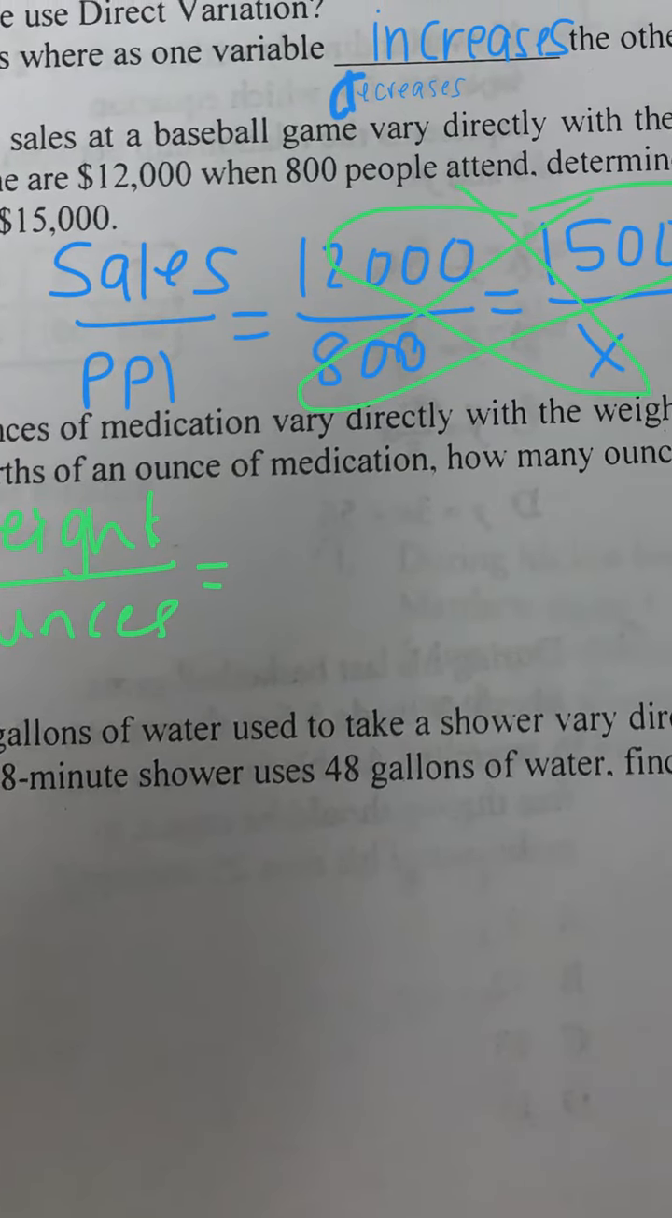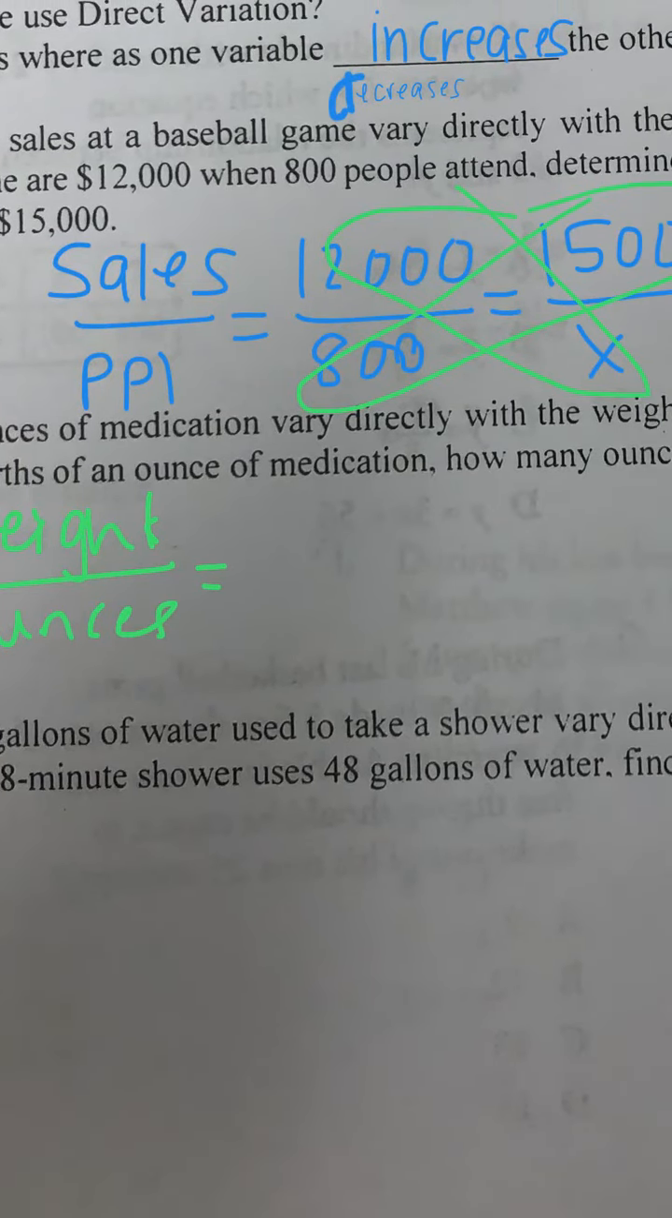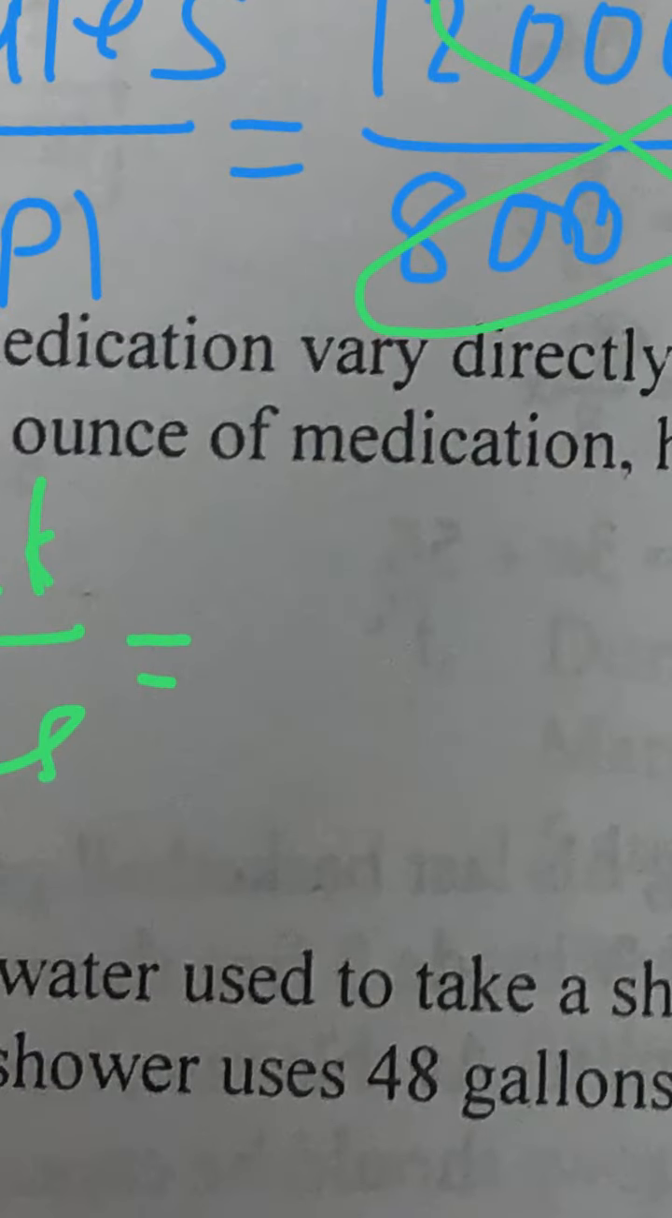So if a 120 pound adult requires 3/4 of an ounce, that means a 120 pound person requires 3/4. Now I don't want to write 3/4. I'll probably do that as a decimal. That would be 0.75. How many ounces are required for a 200 pound adult? Well, 200 pounds, that was the weight that goes on top, and we want to find the ounces. So we cross multiply.